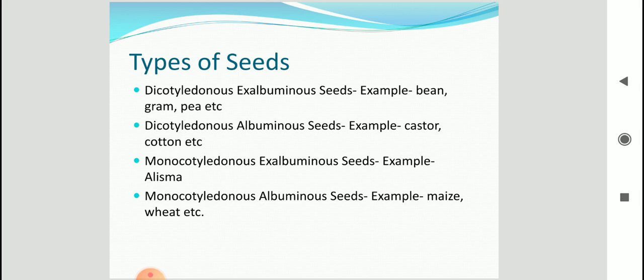Alright children, so in the next turn we will study structure of bean and maize seed in detail. Till that time, I want all of you to revise till the portion that I have covered today.